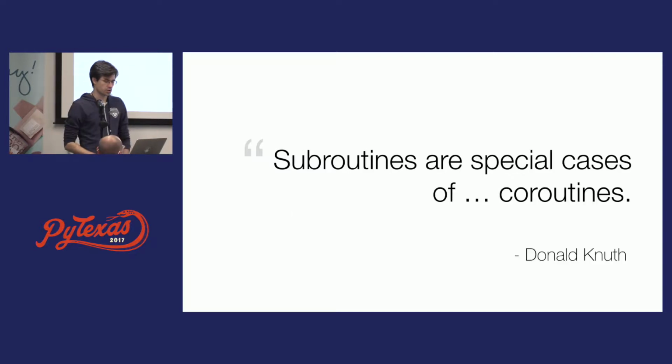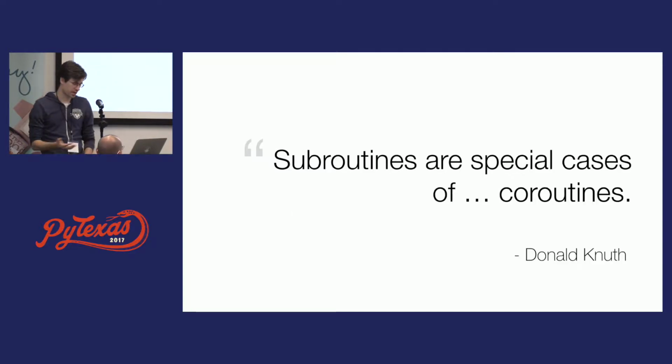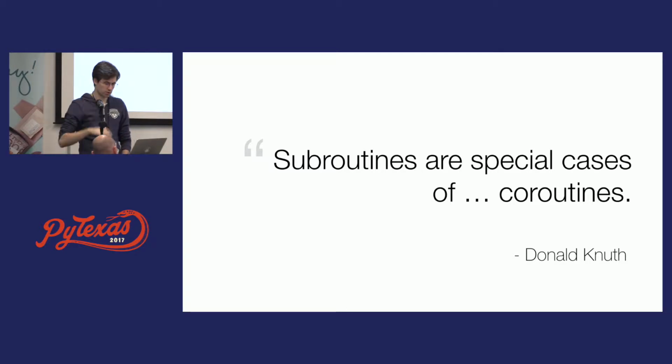I like this quote because this is actually from The Art of Computer Programming, volume 1, which was first published in the 60s. Donald Knuth classifies subroutines as a special case of coroutines, meaning if coroutines can be entered, suspended and resumed multiple times, then a subroutine is just a coroutine that's only entered once and then exits with the return, right? So you're actually already thinking of coroutines, so it's going to be simple.